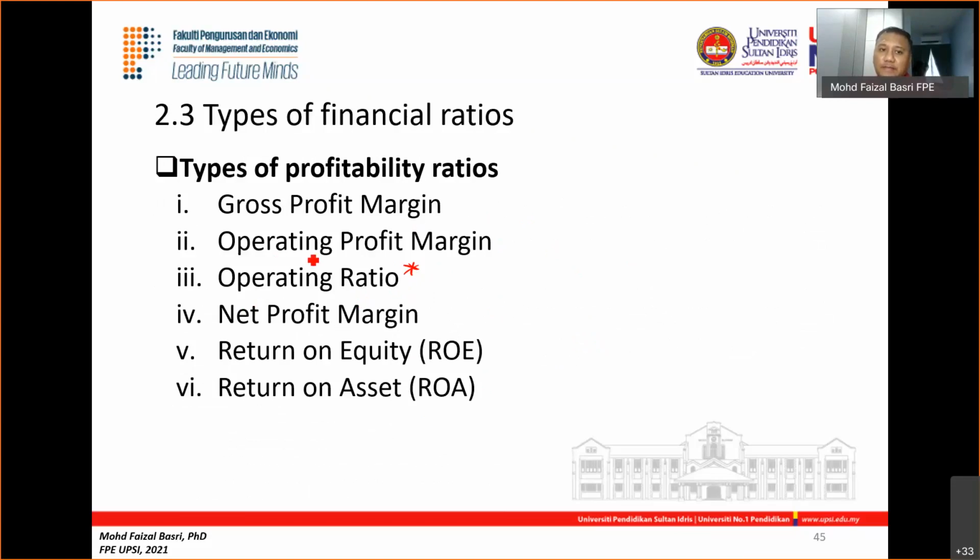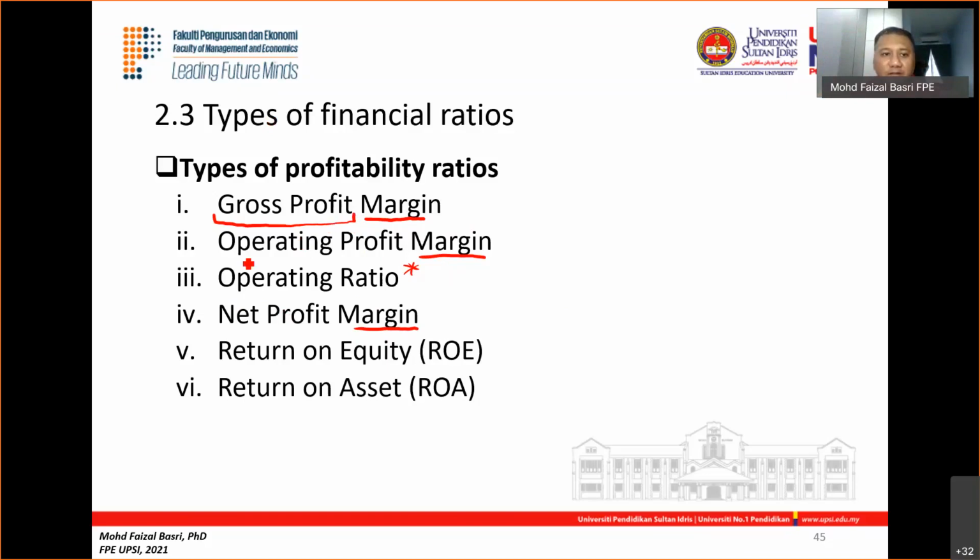Don't get confused with operating profit. Here we have operating ratio. Right. So you can see some similarity in the names of the ratios. For example, we have 3 margins here: gross profit margin, operating profit margin, and net profit margin. The first part is gross profit. If you remember, in the sequence of our income statement, the very first level of profit is gross profit, after we take the revenues minus the cost of goods sold. So that's our first level, gross profit.